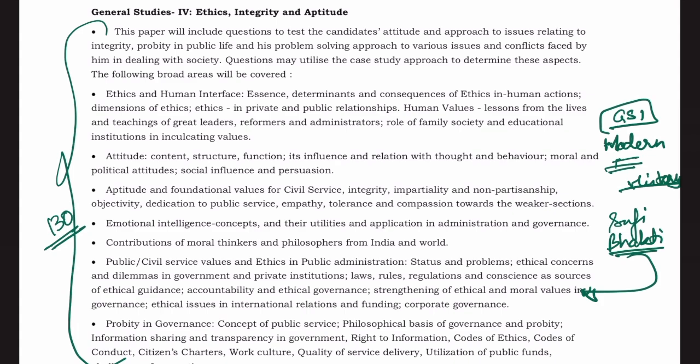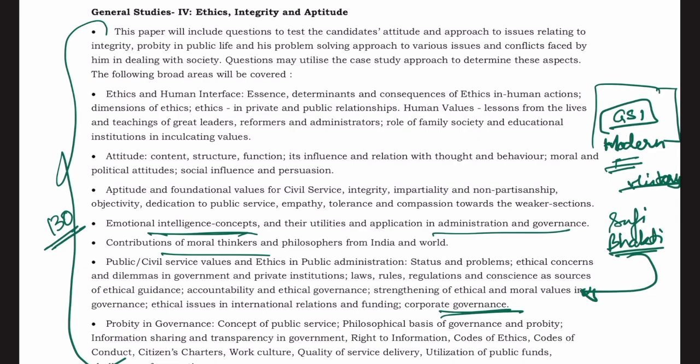attitude, emotional intelligence, right? Emotional intelligence, contribution of moral thinkers, right? What is ethical, what is not. We can take the ideas from other subjects also. It is not necessary that whatever you studied in ethics is all you can write; if something from GS comes to mind, write that. It is not wrong at all.